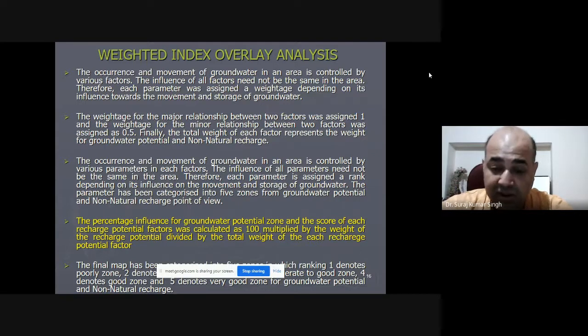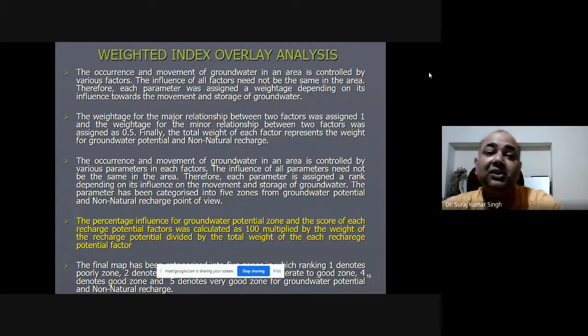The model for the current study is weighted index overlay analysis. We are going to overlay each and every layer over each other. So what does this model do? The occurrence and movement of groundwater in an area is controlled by various factors, as already stated. The influence of all factors needs to be the same in the area, so that has to be brought into a common dimension. Therefore, each parameter was assigned a weightage depending on its influence on the movement and storage of water.